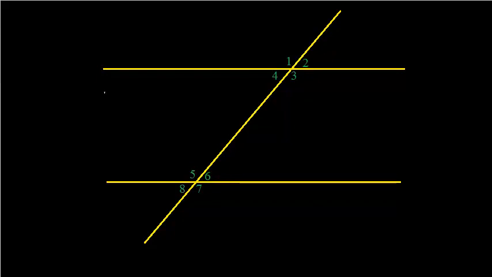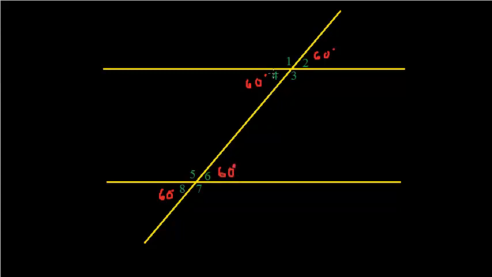Say for example, I know that the measurement of angle 2 is 60 degrees. If 2 is 60 degrees, then 4 must also be 60 degrees, since they are vertical angles. We already know that 4 and 8 then are the same, so 60 degrees for angle 8, and its vertical angle 6 is also 60 degrees.